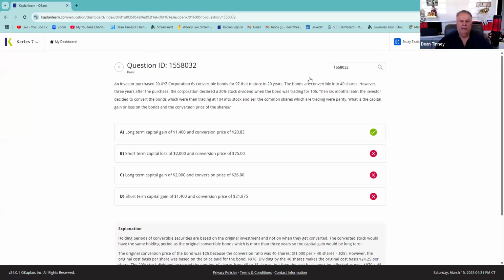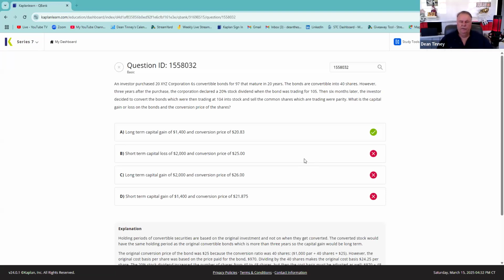An investor purchased 20 XYZ Corporation's 6% convertible bonds for 97. Okay, so let's just go through that. I got 20 bonds here. These are convertible bonds. I paid 97% of par, 970. They mature in 20 years. The bonds are convertible into 40 shares of the common. So that's kind of nice because they told us the conversion ratio. Sometimes they don't do that. Sometimes they tell us the price. We've got to get the ratio. So they're telling me each of these bonds is convertible into 40 shares.